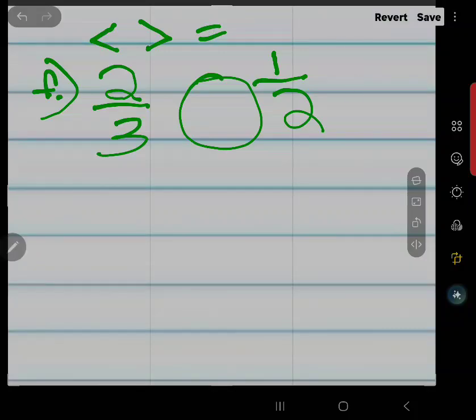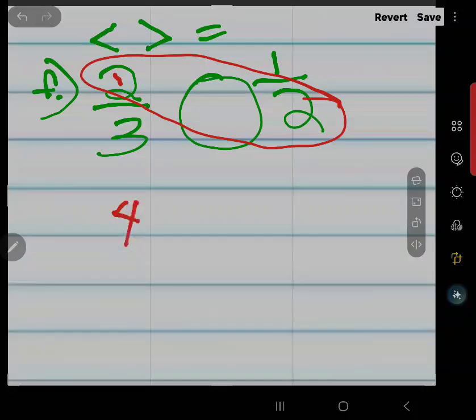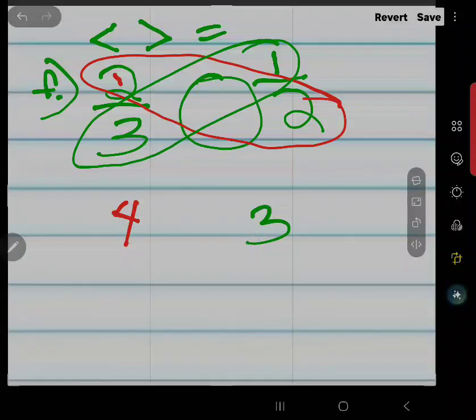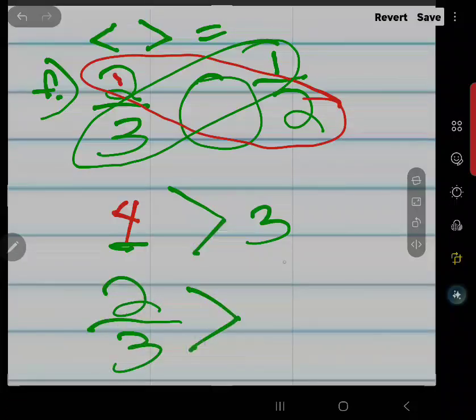And all I'm going to do is say, hey, 2 times 2 is what? Notice we're starting at the left. So 2 times 2 is 4. And then if we go on this side, what is 3 times 1? It's 3. So which one of those is bigger? The 4. So we can say that 2/3 is greater than 1/2.